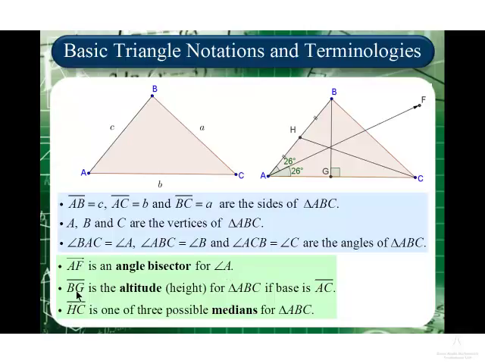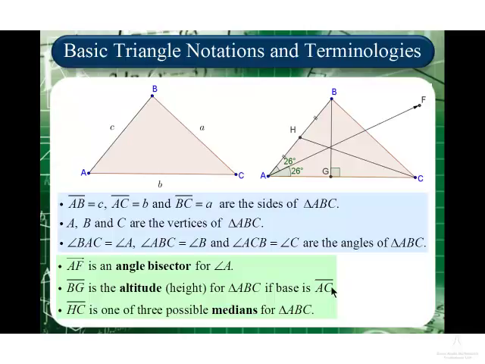Also, if we have the line segment BG as indicated from the vertex or the angle B down towards the side AC, such that it forms a 90-degree angle as indicated, in other words BG is perpendicular to AC, then we refer to BG as the altitude or the height for the triangle ABC. That is with respect to the base or the side length AC. Clearly the height can also be constructed in two other ways with respect to the side lengths AB and BC respectively.